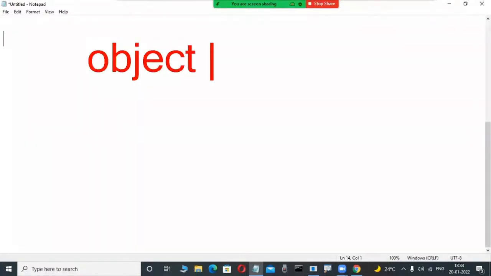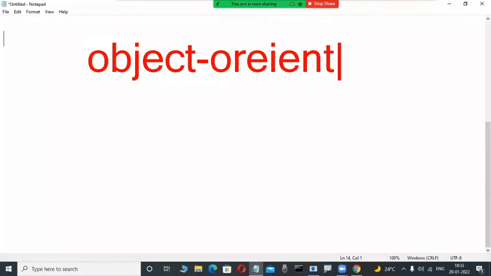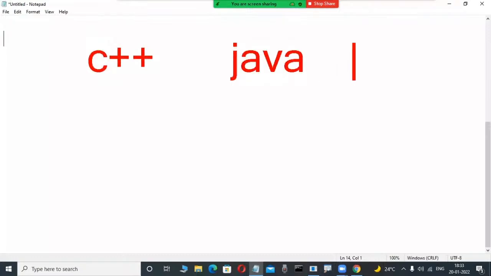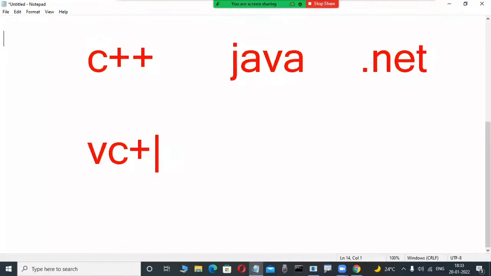Suppose there are many object-oriented languages worldwide. A little technical knowledge is needed here. Maybe many of you have an idea. C++ is an object-oriented language. Java is a popular object-oriented language. C# .NET is an object-oriented language. VC++ is an object-oriented language. So there are many object-oriented languages.